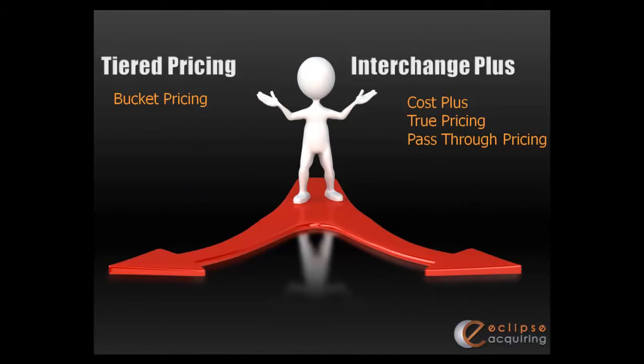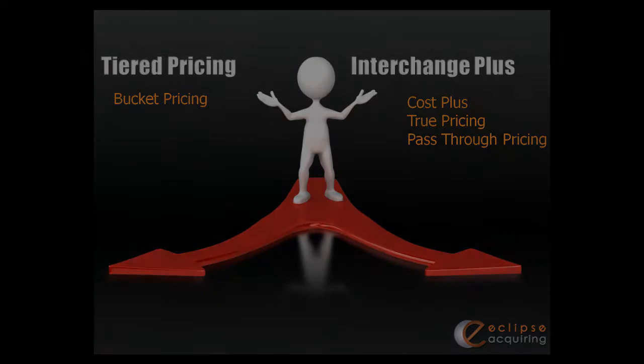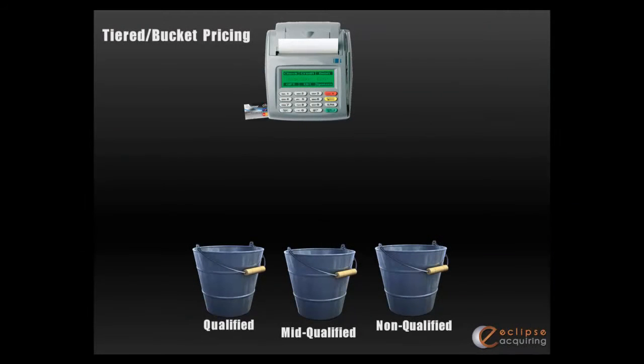So let's break down the differences between the two pricing models. First, let's look at tiered pricing. Most processors use the tiered pricing model. In this pricing structure, processors are using 100 plus different interchange categories and separating them into buckets. They typically refer to these buckets as qualified, mid-qualified, and non-qualified.